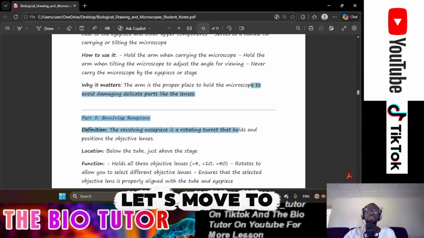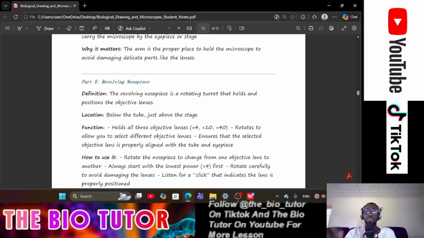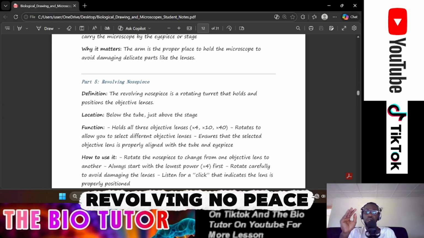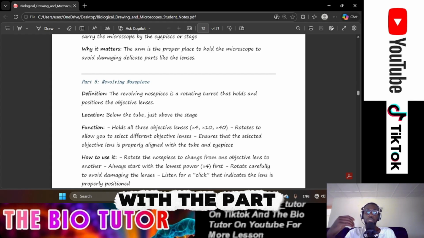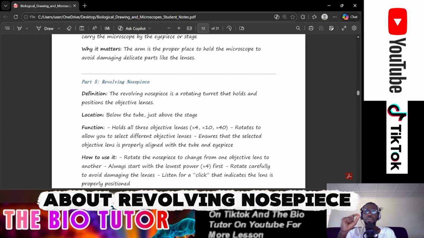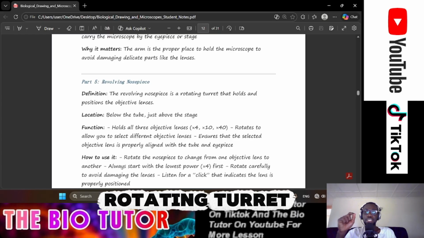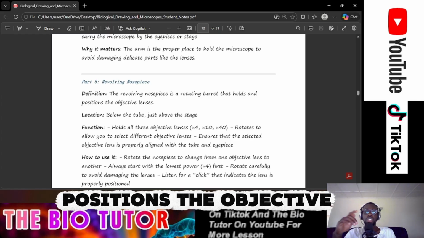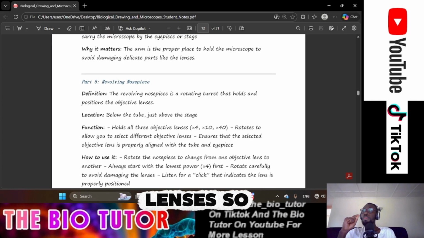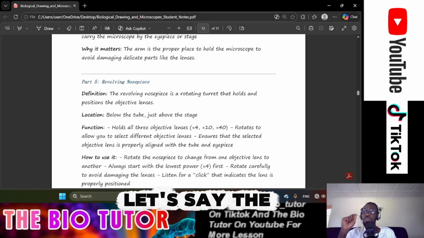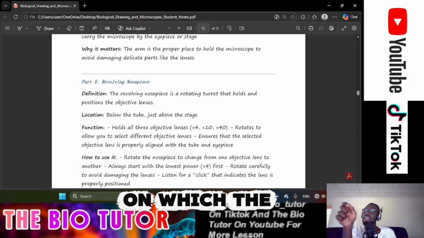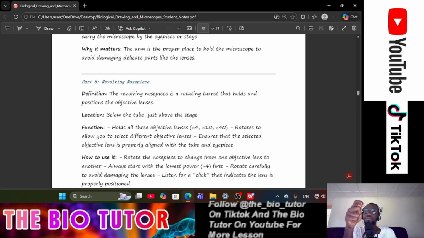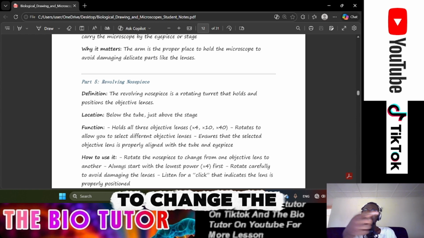Okay, let's move to the next part, part 5, the revolving nose piece. And then we will end here, and you wait for the next episode where we continue with the parts. When we talk about the revolving nose piece, it is a rotating turret that holds and positions the objective lenses. So let's say the revolving nose piece is the part on which the objective lenses are placed, and we hold it to change the objective lenses.